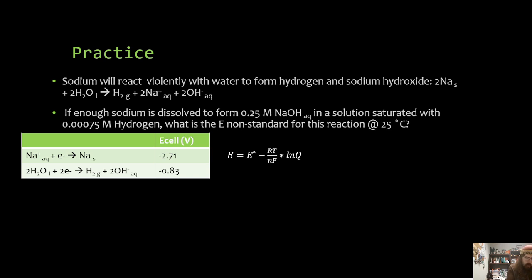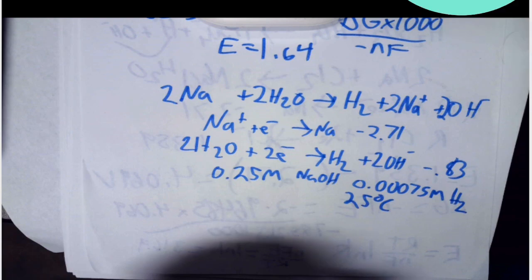Now, if I dissolve enough sodium that it would produce 0.25 molar NaOH, and we have 0.00075 molar hydrogen gas. What is the E non-standard at 25 degrees? First, we need to figure out what is the E cell standard. What is the E cell standard of this?